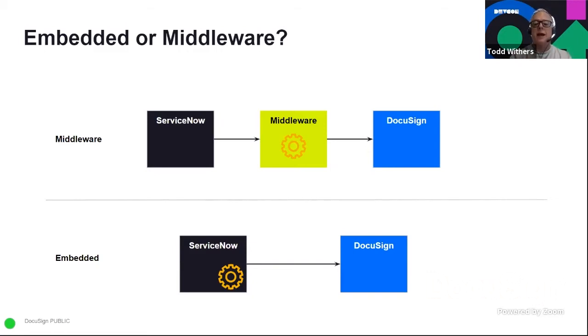Of course, that requires the platform has an extensibility framework that allows you to do it. In our case, ServiceNow is really a good tool for doing so, and we decided to build an embedded integration for two reasons primarily. One, ServiceNow provides a rich development environment, and it was highly capable of creating an integration like this. And two, by creating an embedded integration, we could create a richer experience in ServiceNow with more features and more visibility into what's going on in DocuSign directly in the ServiceNow environment.